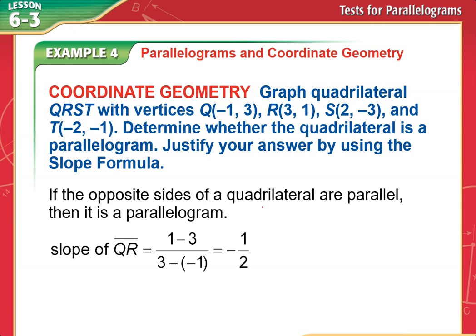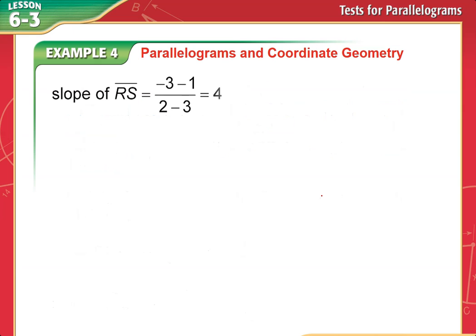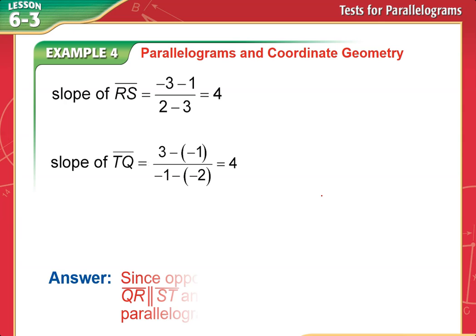Okay, so we have the slope of QR. That's my first side. And we get negative 1/2. Okay, now we're going to look at the slope of ST. Okay, and that's also negative 1/2. All right, now we're going to look at the slope of RS, which is 4, and the slope of TQ, which is 4. Therefore, since opposite sides have the same slope, then opposite sides are parallel. Therefore, QRST is a parallelogram by definition.